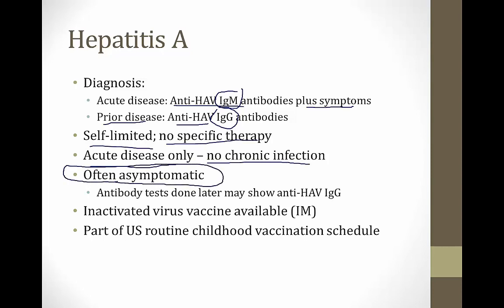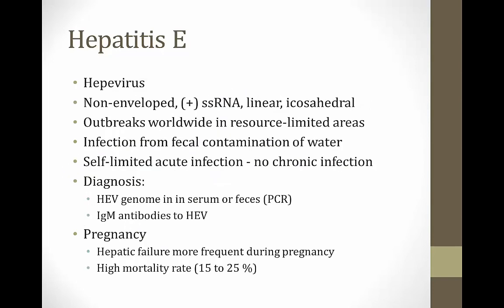And as I said before, like many of the viral hepatitises, this is often an asymptomatic exposure. So sometimes an antibody panel will show anti-Hep A virus IgG in a person who does not recall ever having had acute hepatitis, and that's because the initial infection or exposure was asymptomatic. There is an inactivated virus vaccine that's available. It's given as an intramuscular injection, and this is part of the U.S. routine childhood vaccination schedule. Next, let's talk about hepatitis E.